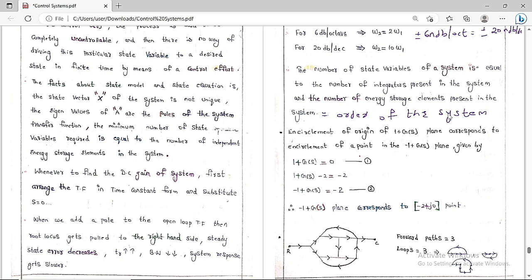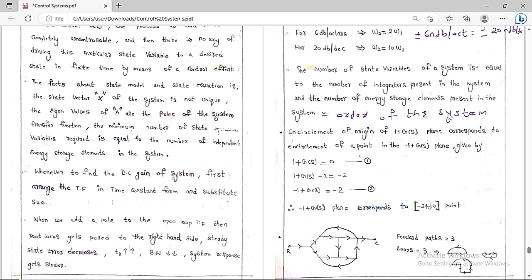The next point is: encirclement of the origin of the 1 plus G of s plane corresponds to encirclement of which point in the minus 1 plus G of s plane, given by. Listen carefully, the question is: encirclement of the origin of the 1 plus G of s plane corresponds to encirclement of a point in the minus 1 plus G of s plane given by. So let's solve this. 1 plus G of s is equal to 0, equation 1. Adding minus 2 on both sides, we get 1 plus G of s minus 2 is equal to minus 2.